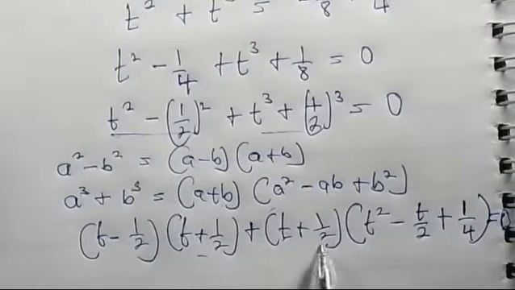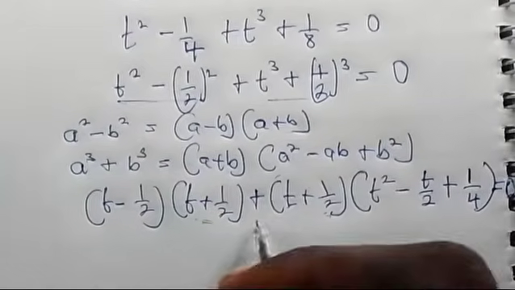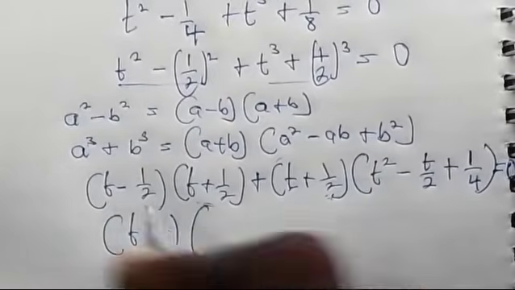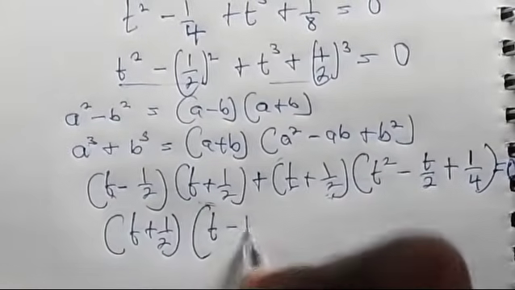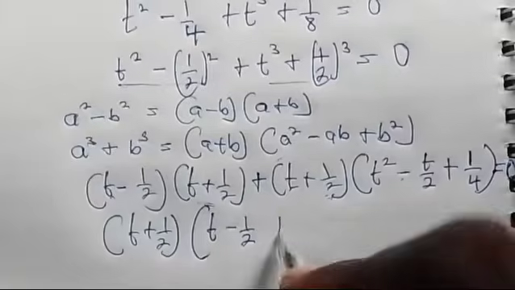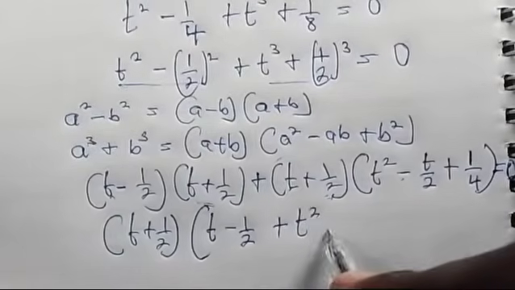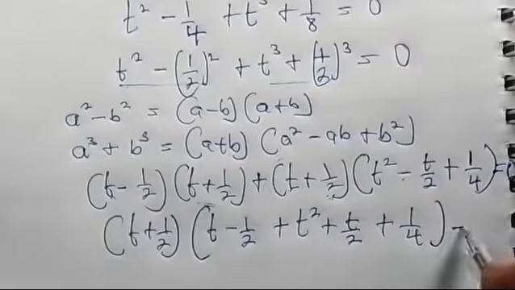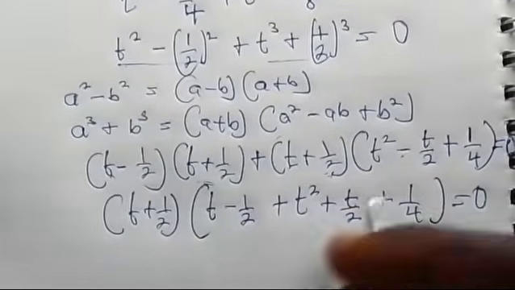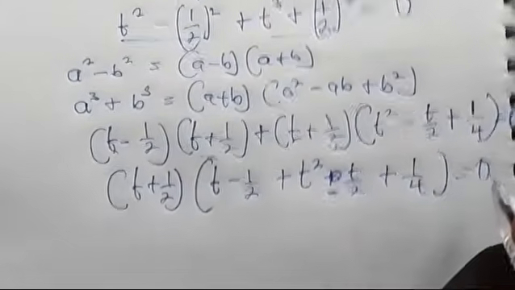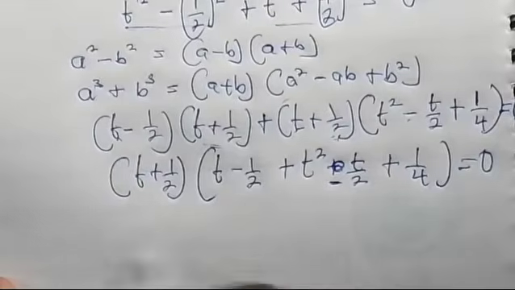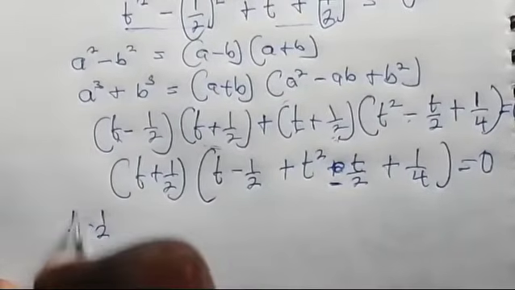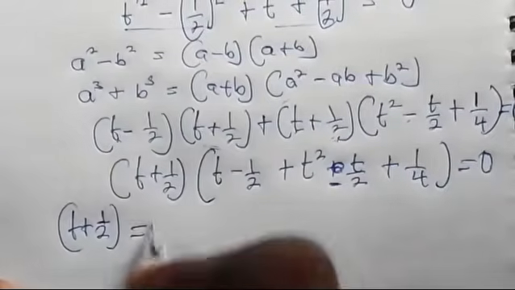Now, if you look at this, t plus 1 over 2 is common. Factor it out. So we have t plus 1 over 2 into bracket, and we are going to have t minus 1 over 2 here. And we have the addition of this, which is t squared plus t over 2 plus 1 over 4, equal to 0. Sorry, this is a minus sign. Now, this implies that t plus 1 over 2 is equal to 0, right?